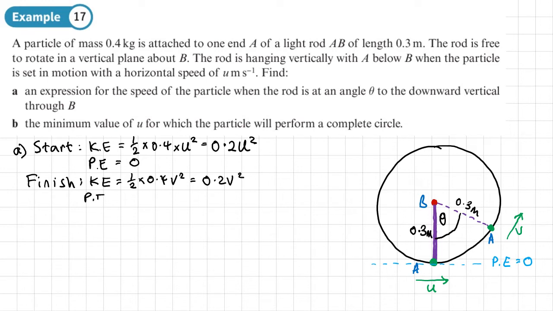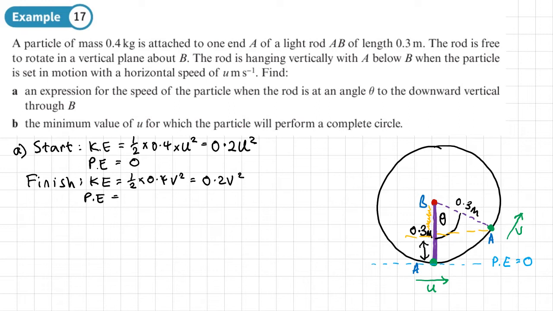And then for the potential energy at this point, I need to work out how much higher this is vertically from the bottom point. It might be helpful to draw a dotted line like that. I need to work out this height change. What is the length of this? We can use a bit of trigonometry, because it's going to be 0.3 minus this length at the top here. This length I need to subtract from 0.3. I can find this length by doing 0.3 cos theta. So the height is 0.3 minus 0.3 cos theta.